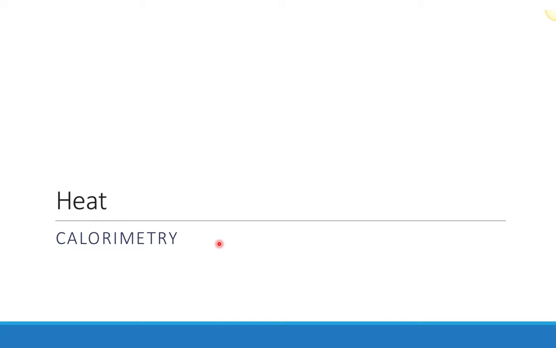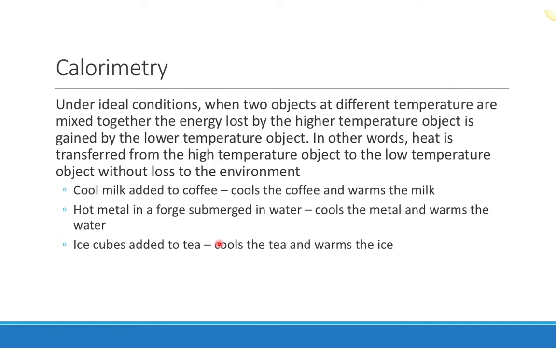One way we can use this idea of heat transfer between two objects is through a process called calorimetry. Under perfect conditions, if you take two objects at different temperatures and mix them together or put them in contact, the energy lost by the higher temperature object is exactly gained by the lower temperature object. In other words, the heat is transferred from the higher temperature object to the lower temperature object without loss to the environment. So this is kind of like conservation of energy, right?